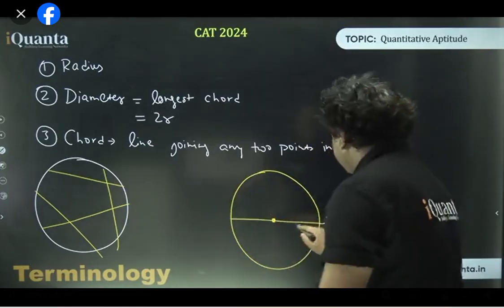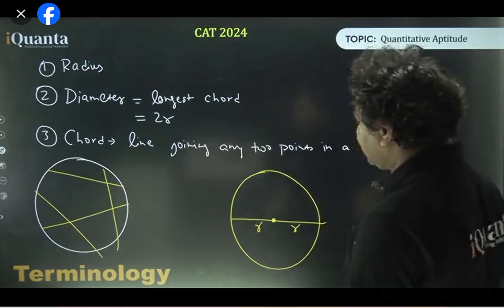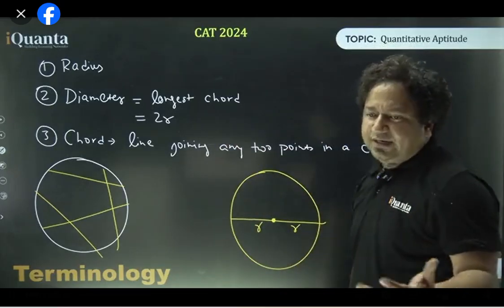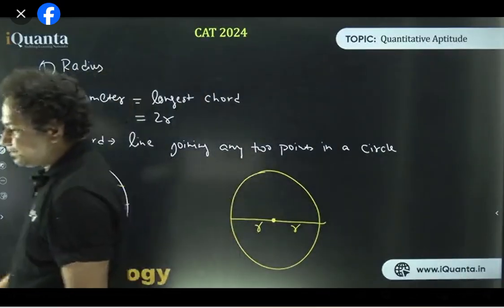It cannot be bigger than this. This is r, and this whole is the diameter. So diameter is 2 times r. Diameter is also a chord, and it is the largest chord. Is that clear? Everyone?